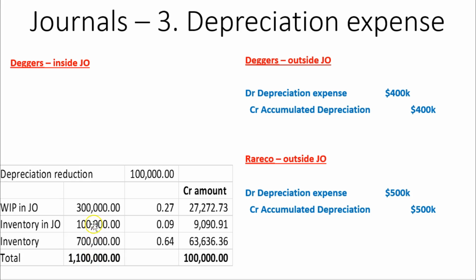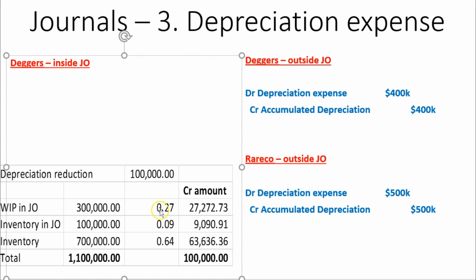But we want to then share the reduction across these three accounts. Well, not equally, but based on their proportion of the total. So when I multiply the $300,000 by 27%, we get this amount. Same with inventory, we get that amount. Inventory by itself, that was inventory and joint operation. Right, so the 700,000 by 64%, we get this amount.